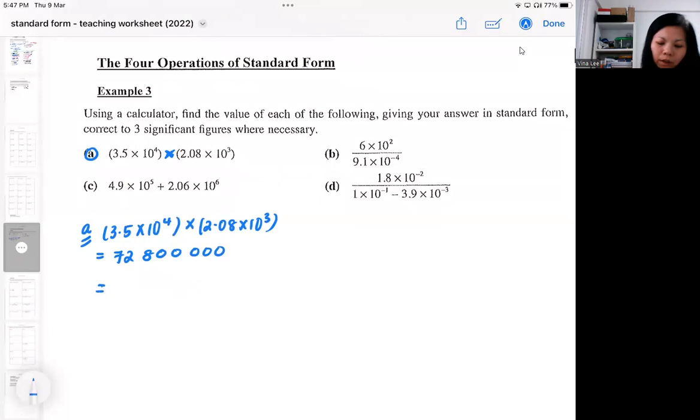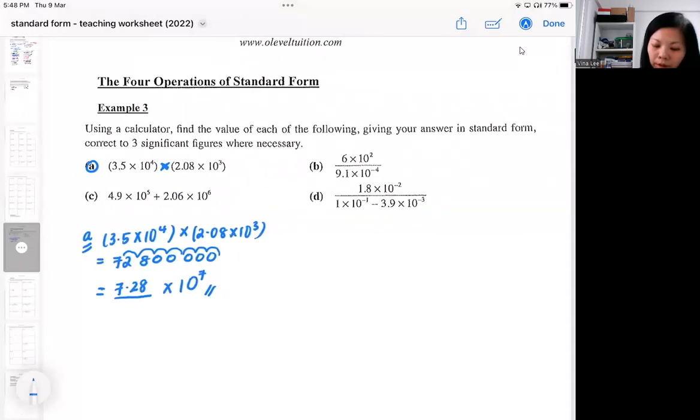Once you punch it out, you change it to standard form. By now you should be okay with shifting. So you shift back. Basically, I shift back 7 steps. I'm shifting to the left 7 steps. I get 7.28. So that is my standard form.